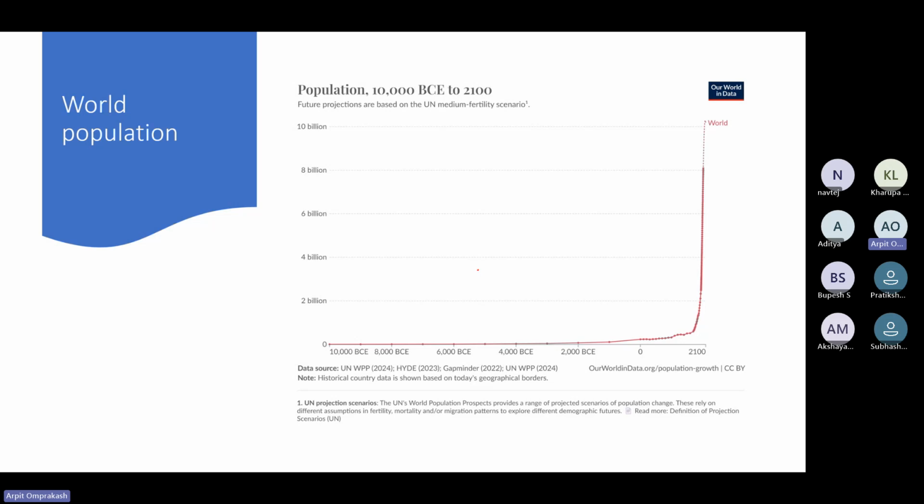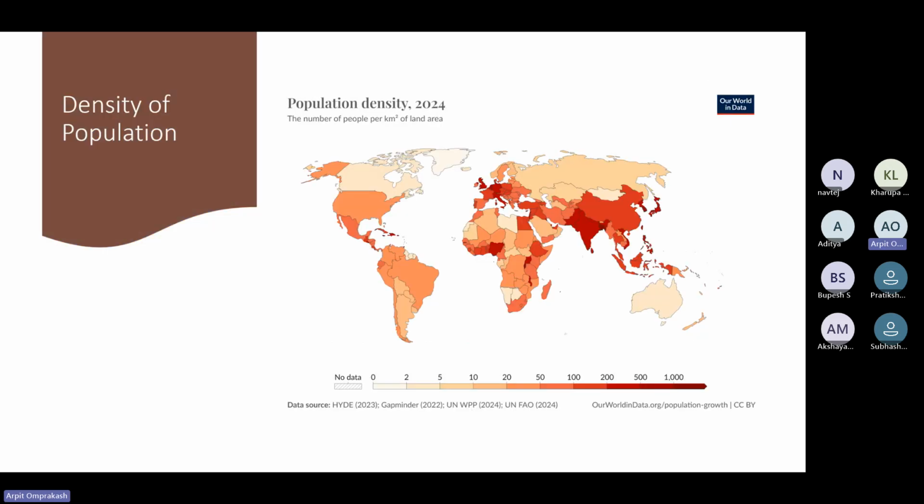And now we have close to 7 to 8 billion people on the earth. But the thing is, the way this population is distributed across the surface of the earth is also very different.